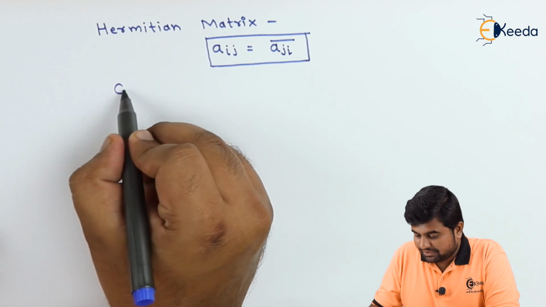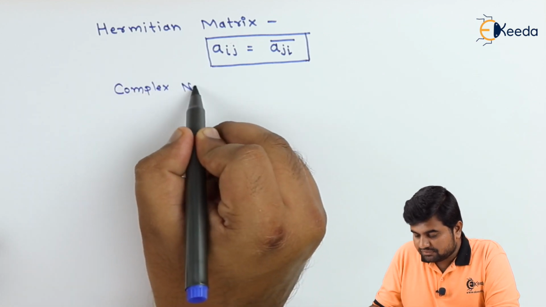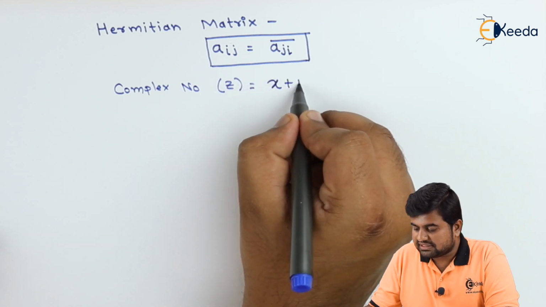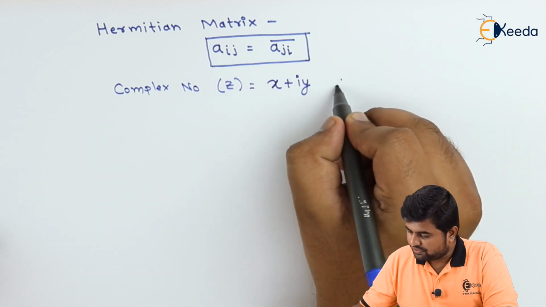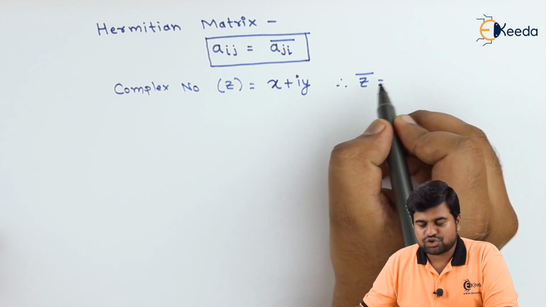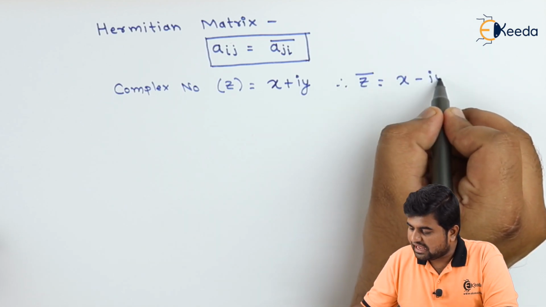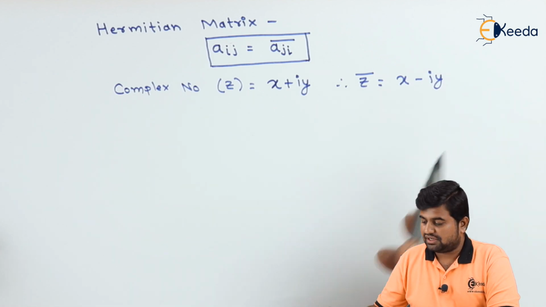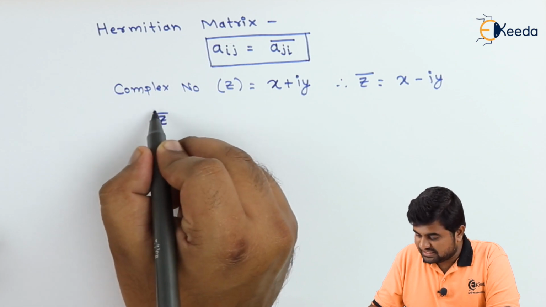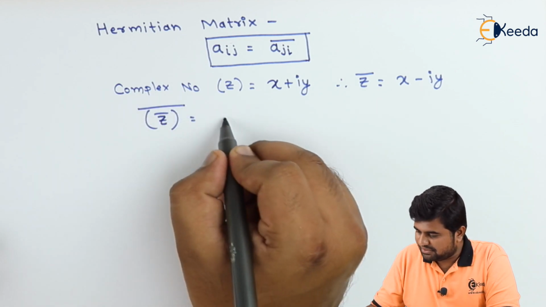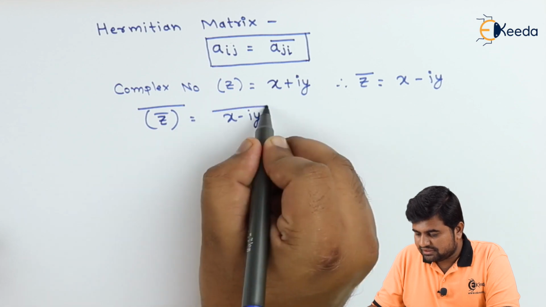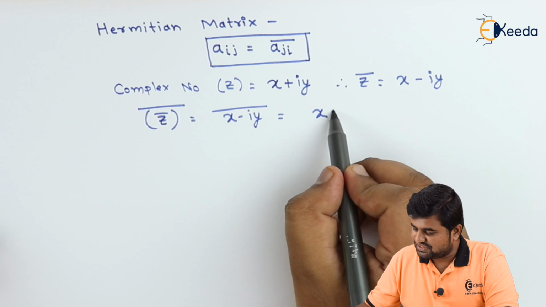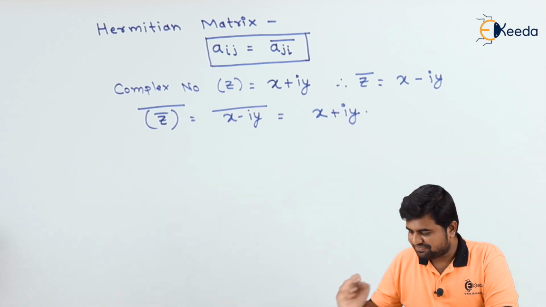Suppose in complex numbers, we have z is equal to x plus iy. Therefore, how do we write z bar, the conjugate of the same? It is x minus iy. Here we change the sign of i, and that is how we get the conjugate. If I want to get the conjugate of z bar, that is x minus iy conjugate, which is nothing but changing the sign of this i, which is going to be x plus iy.